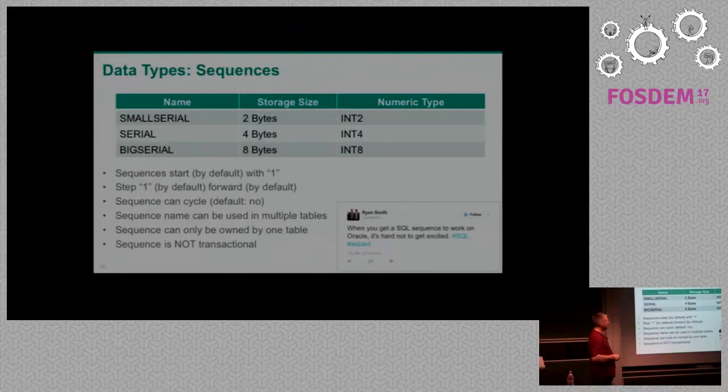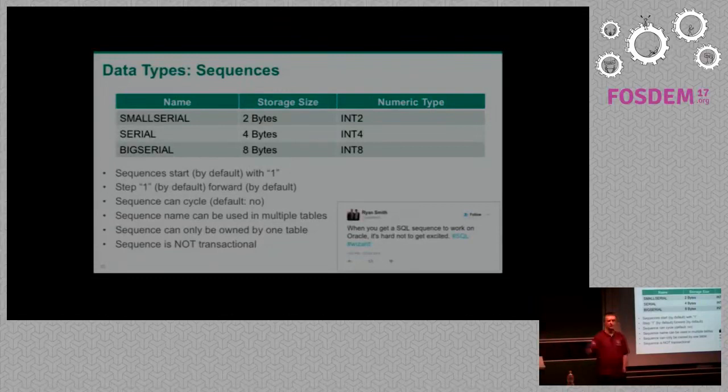Sequences by default start with 1 and increase by 1. But you can change this. So you can have a sequence which does steps of 5 or goes backwards, or starts with 1,000, whatever. Some people use this if they want to count values in a query. They just create a sequence in their query in a transaction, count something, and then drop it. Works this way.